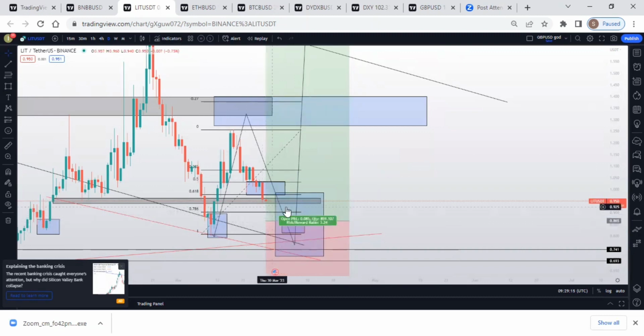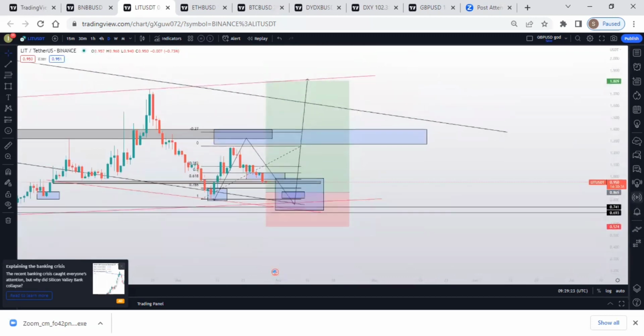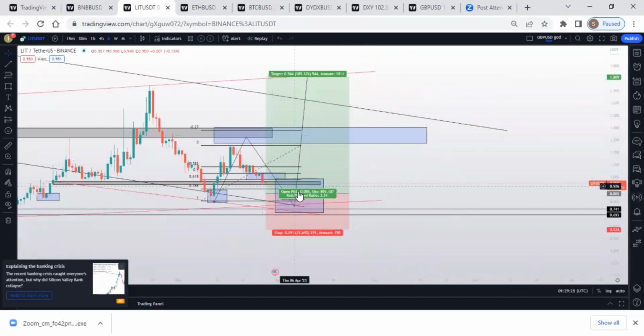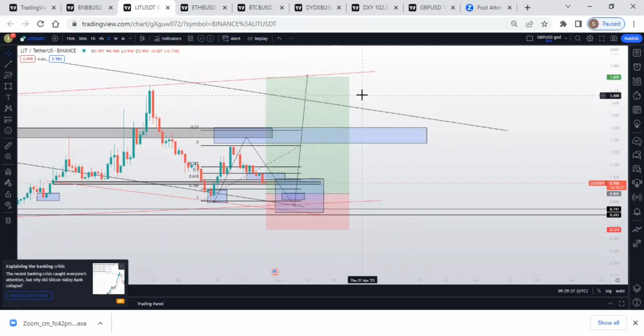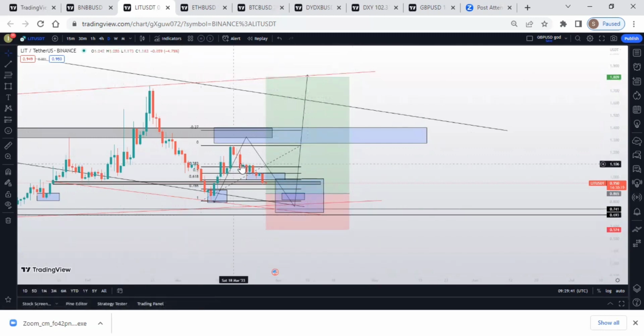Now I'm going to enter from this point. Now I'll drive it all the way. This is going to be my TP1 at 1.3. That is a long prospect for price to be bullish. I think we should have a little bit of retracement to the downside, then move again. My TP2 is going to be 1.6. Then my TP3 is going to be 1.8. So that is what I figured out about LIT USDT at the moment.